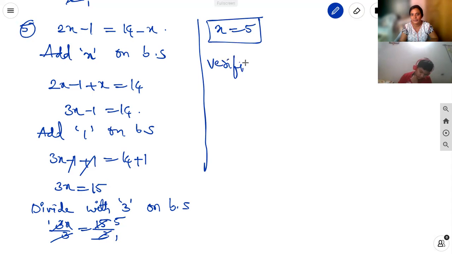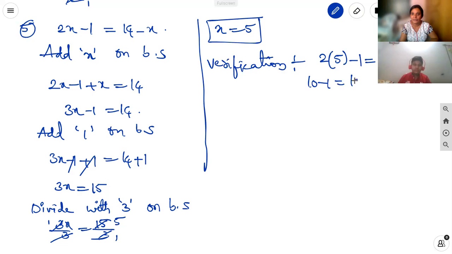Verification. 2 into 5 - 1 = 14 - 5. 10 - 1 = 14 - 5, which is 9. 9 = 9. So it's verified.